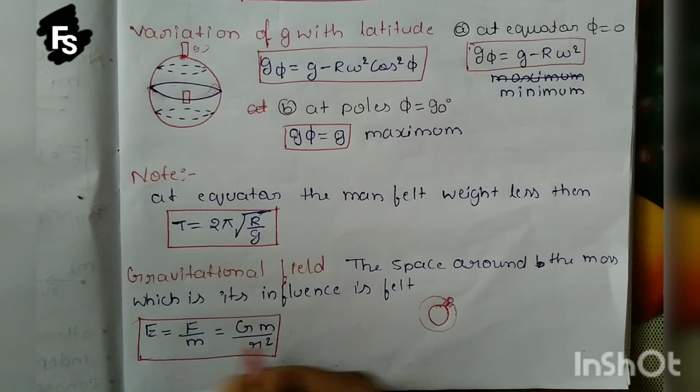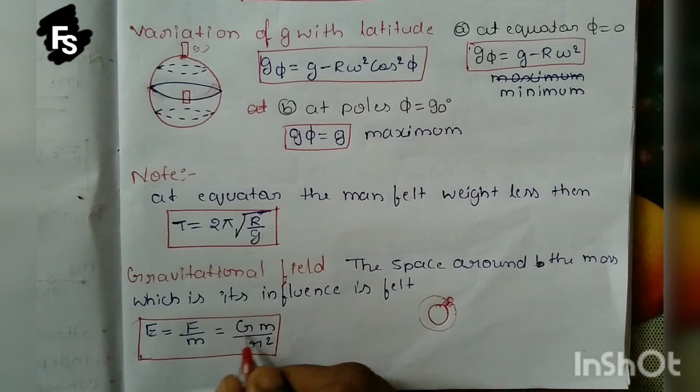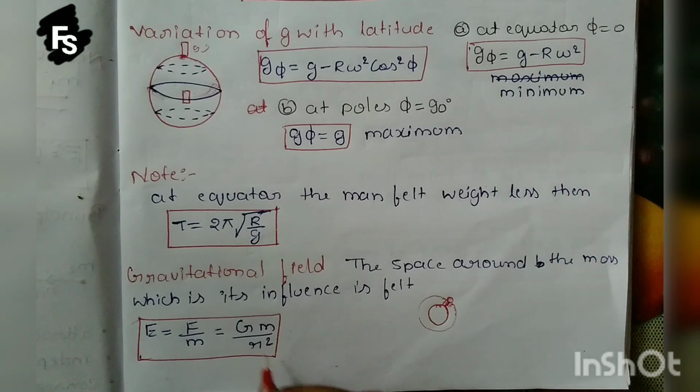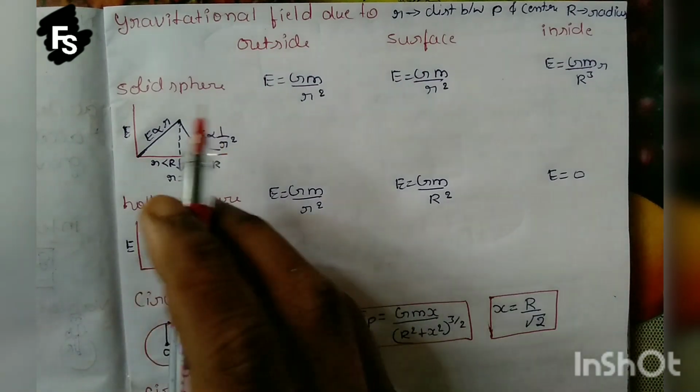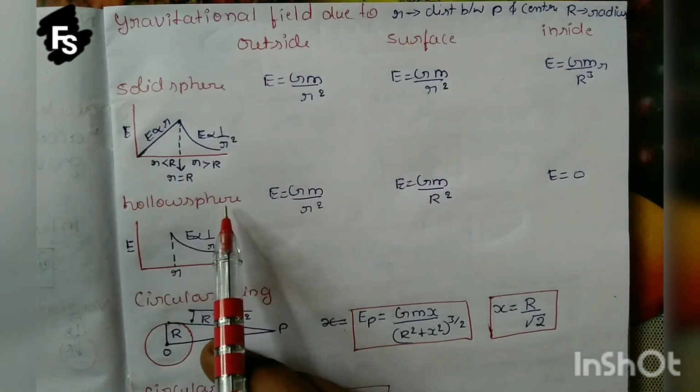What is the formula of gravitational field intensity? See here, E is equal to F by m, force by mass, is equal to GM by r square. M is the mass of the object. g is equal to GM by r square. E is equal to GM by r square. This is the formula. Then we move on to gravitational field due to solid sphere and hollow sphere.